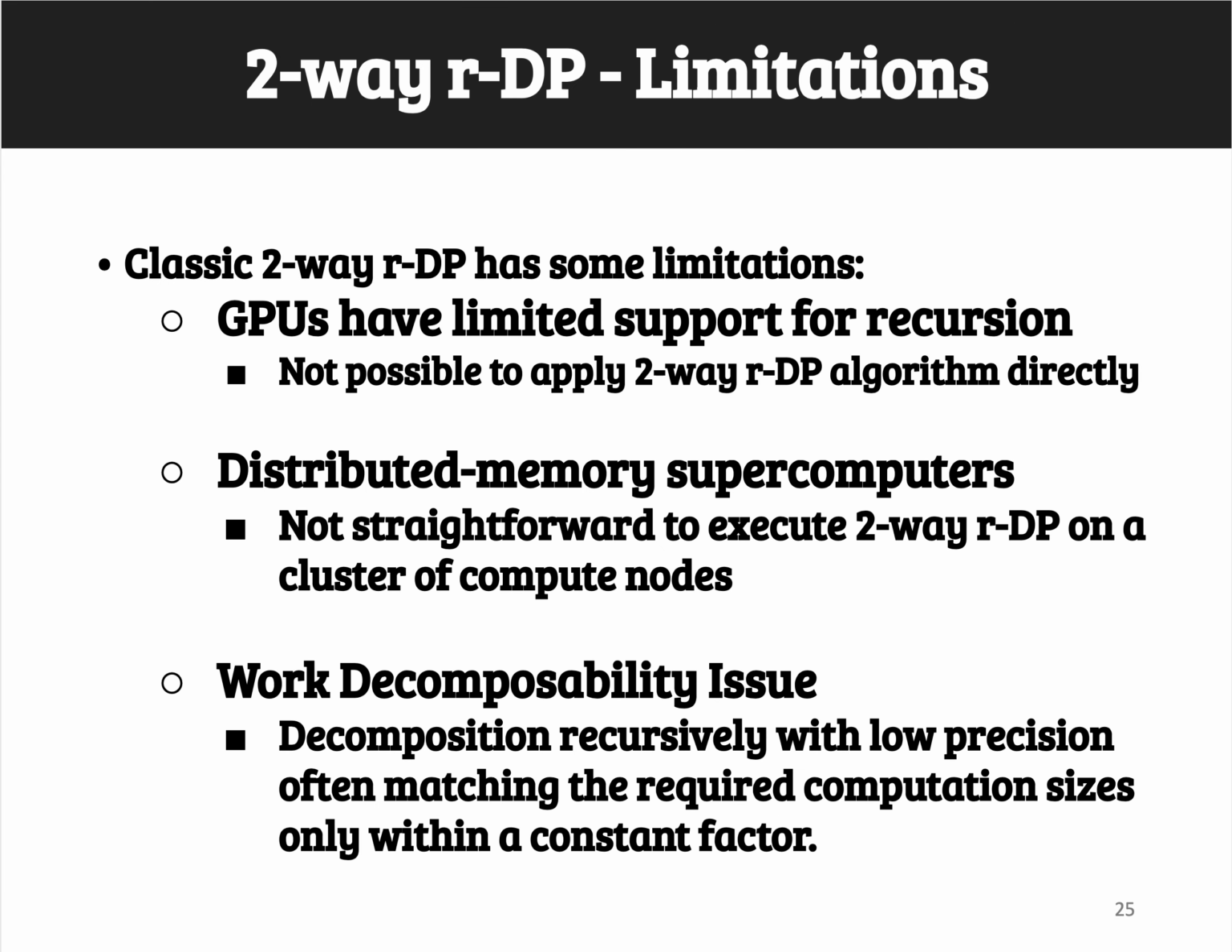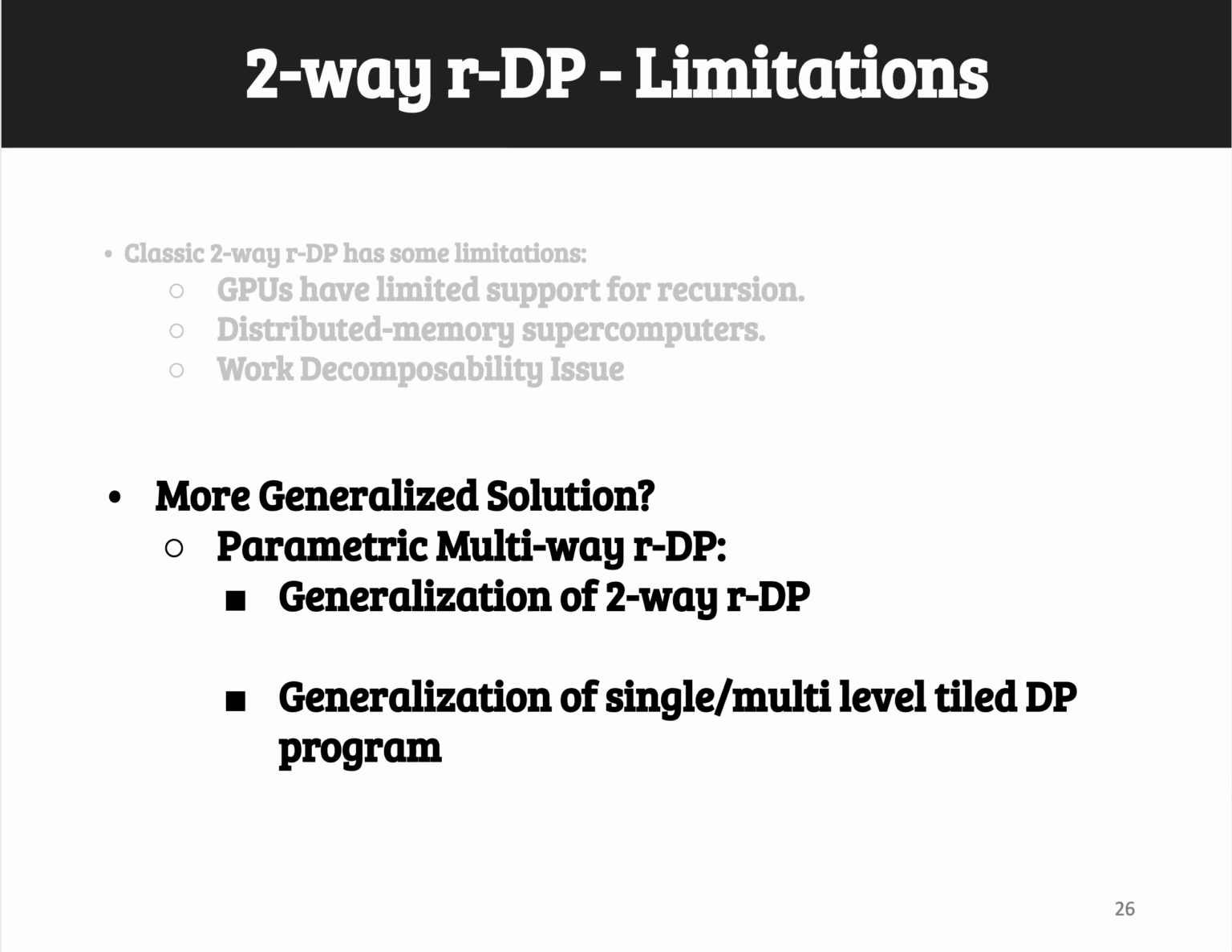Classic two-way R-DP algorithms have several limitations. In GPUs, which have limited support for recursion, it is not possible to apply these algorithms directly. In distributed-memory supercomputers, it is not straightforward to execute them on such clusters. Additionally, these algorithms do work decomposition recursively with low precision, often matching the required computation sizes only within a constant factor. As a result, a more generalized solution was introduced, which is parametric multi-way R-DP algorithms.